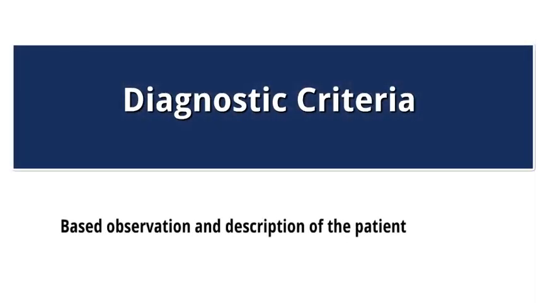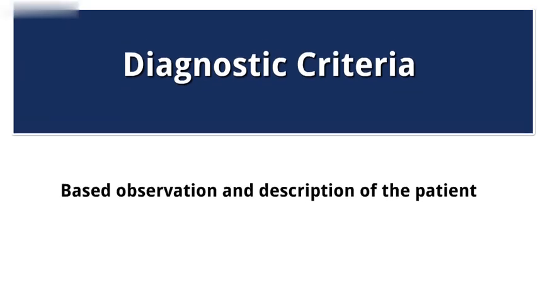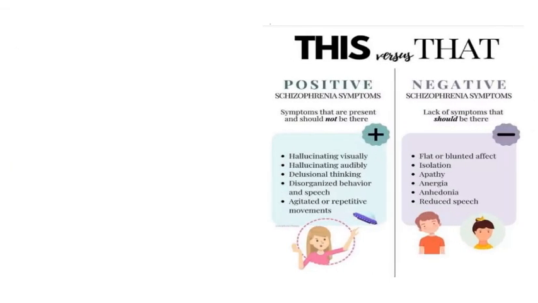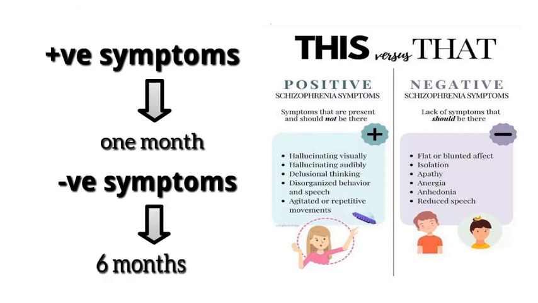Diagnostic criteria of schizophrenia. Schizophrenia is a disorder whose diagnosis is based on observation and description of the patient. There must be at least 2 of the positive signs and symptoms present for at least 1 month, or negative symptoms present at least 6 months for the disorder to be confirmed.